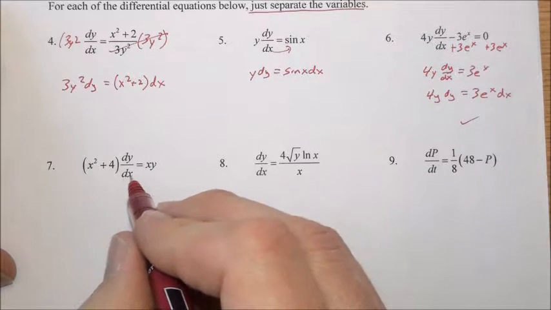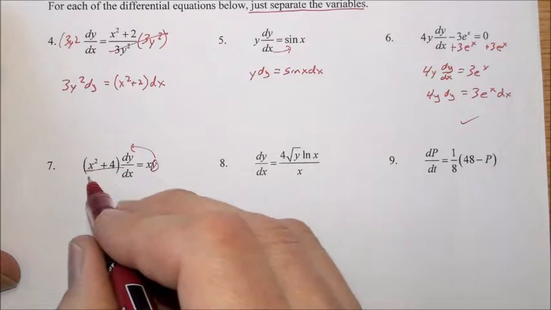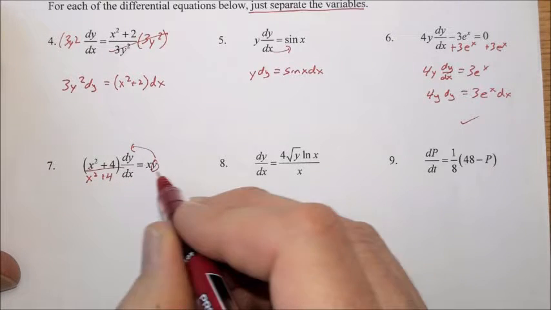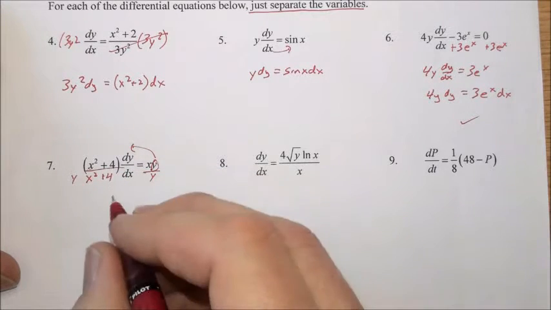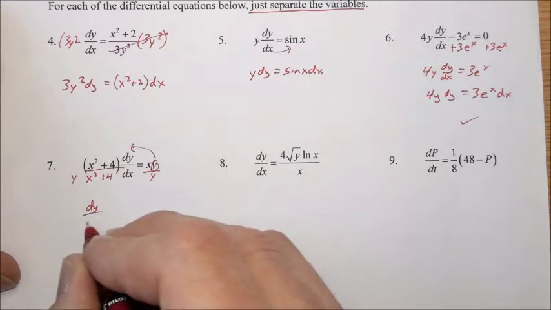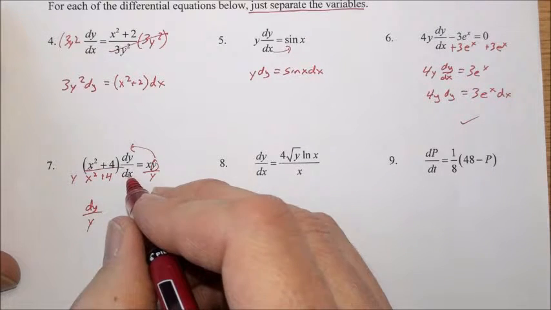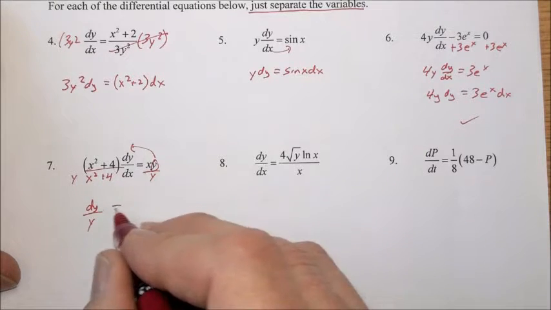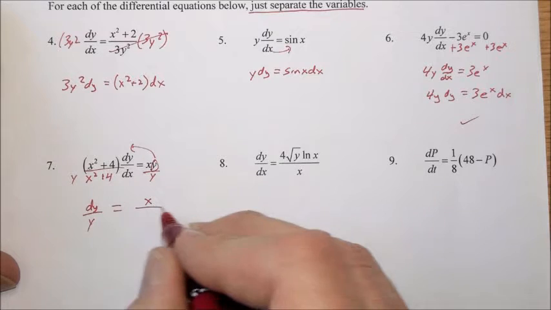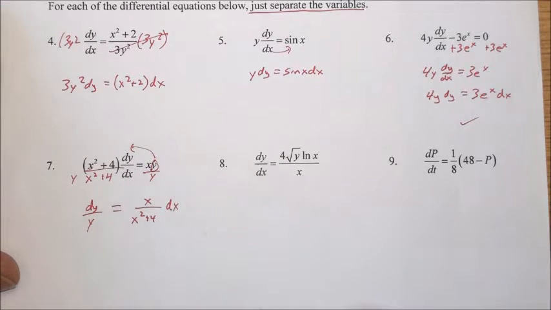Down on the bottom, we need to get the y over to the left and the x squared plus 4 over to the right. And in both cases, we're going to do that by division. Alright, so we're going to divide both sides by y. So we're going to end up with dy over y. And on the right, excuse me, we're going to divide by x squared plus 4. So we have an x there already. We're going to divide by x squared plus 4. And then we're going to multiply by dx. And now we are separated.